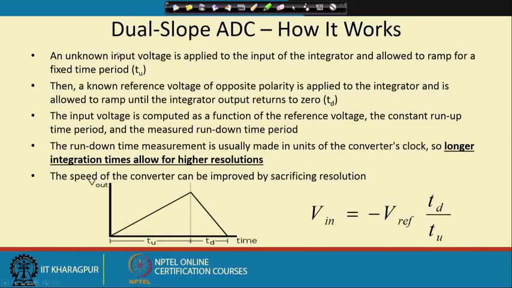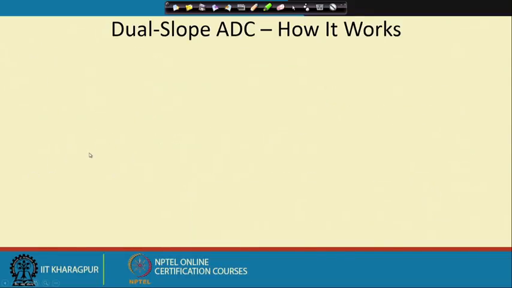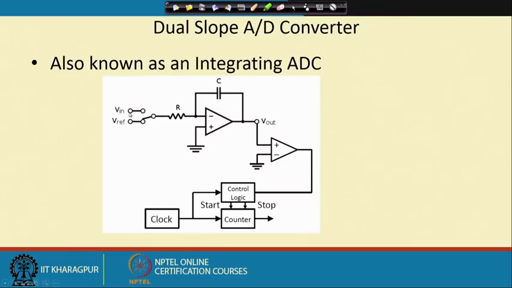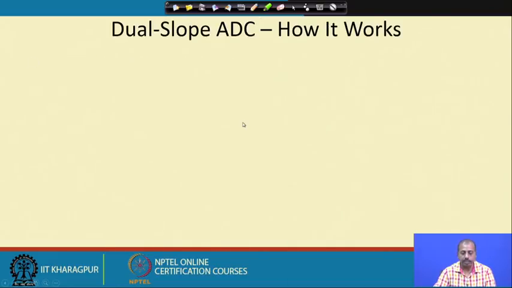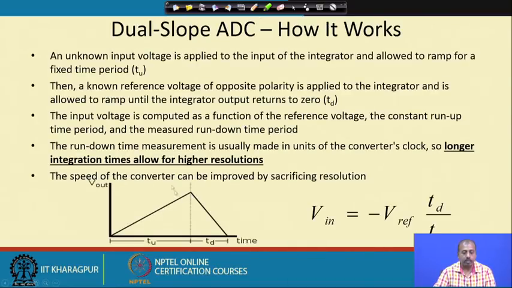An unknown input voltage is applied to the input of the integrator and allowed to ramp for a fixed amount of time TU. Initially the input voltage, Vin, is connected to this, and this circuit is kept on for some amount of time. That is controlled by this control logic, which gives the start and stop pulses. The control logic notes down the time, and for TU amount of time this switch remains in this position. As a result, the integrator output, this being an integrator configuration, will be increasing like this. So, it is charged, allowed to ramp for a fixed amount of time TU.